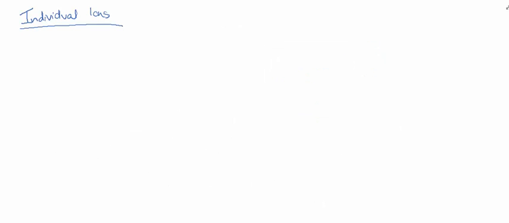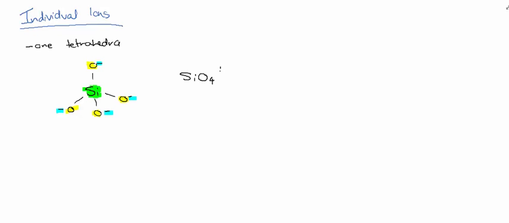Firstly, we're going to have a look at a few structures which exist as individual ions. The simplest of these structures is one tetrahedra. And we can see when we look at this structure, it's composed of 1 silicon bonded to 4 oxygens, and each of those oxygens has a negative charge. Because of that, we get the formula of SiO4 4-.